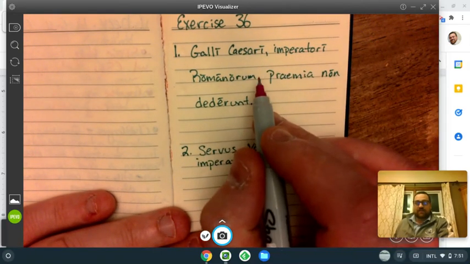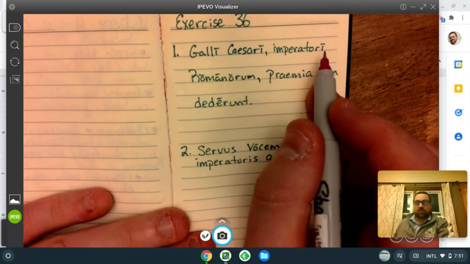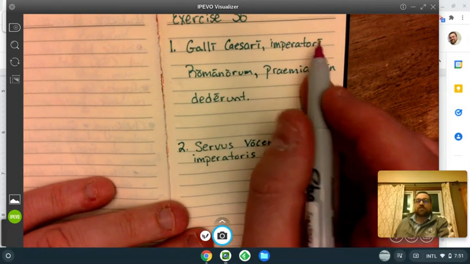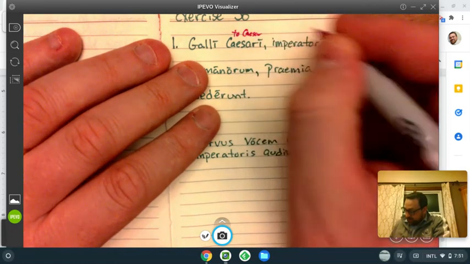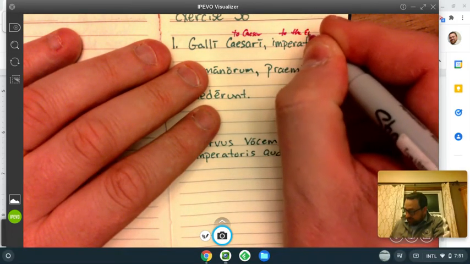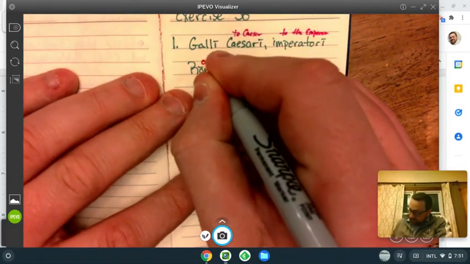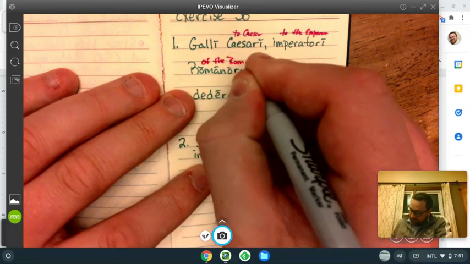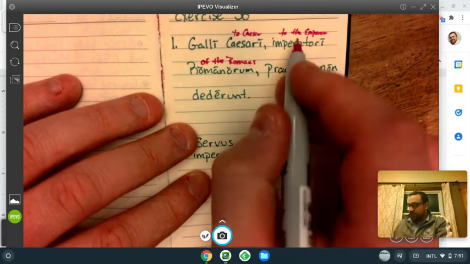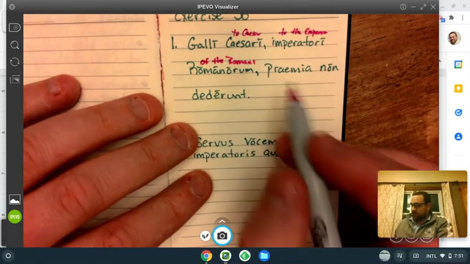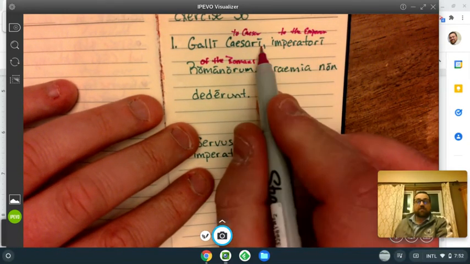Oh, comma, we have an appositive here. Imperatori Romanorum. So imperator is another third declension word. So this just means to the emperor. So Caesar means to Caesar, and imperatori just means to the emperor. And then Romanorum means of the Romans. So the emperor of the Romans is just the appositive, giving more information about Caesar. So both of these are dative singular, so they match each other.